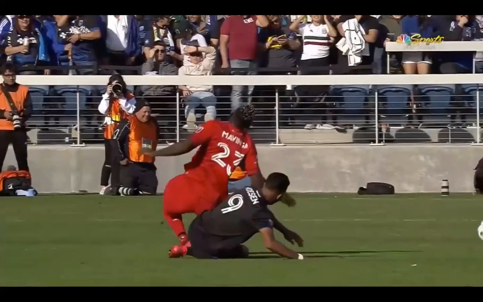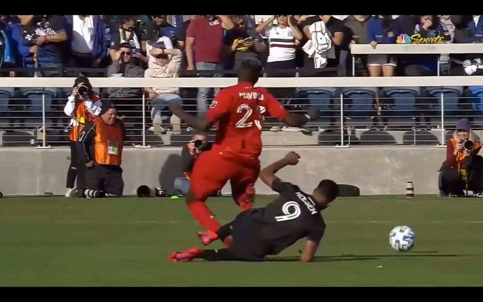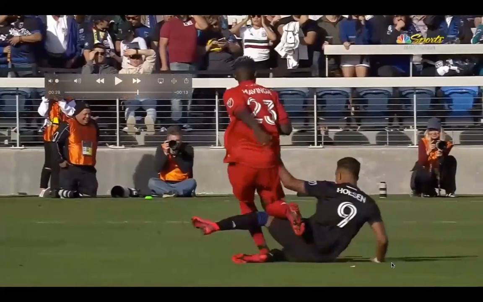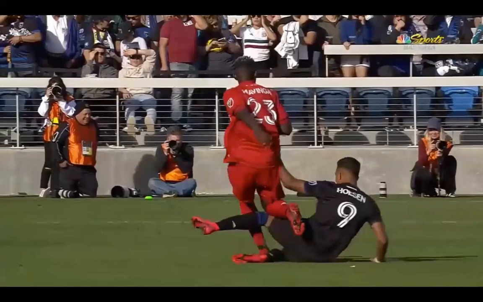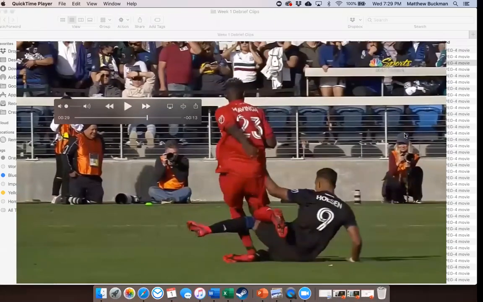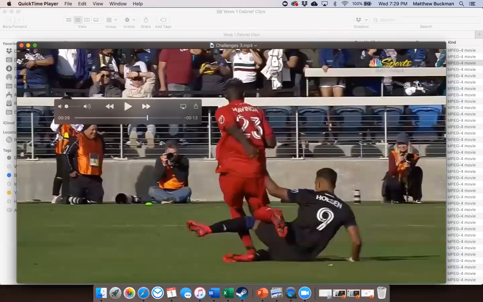Having said that, if that same contact happens up here and that foot folds under or the ankle folds over, now we may be escalating this to a red card, because the point of contact is significant enough that it could endanger the safety of the opponent. So, questions on that analysis?